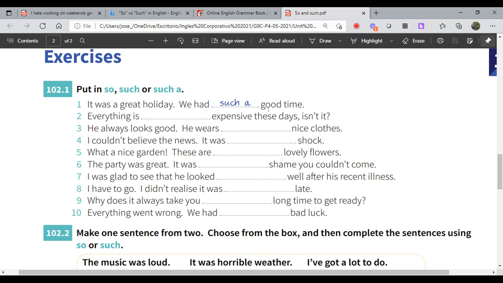Singular. When it's singular. Let me give you an example over here. Like in this one, number four: It was such a shock. Take a look, Karina.